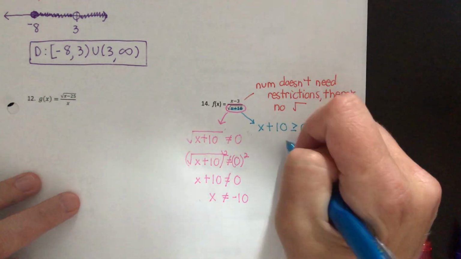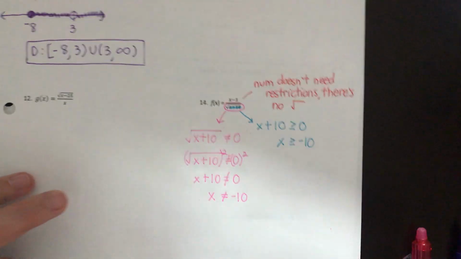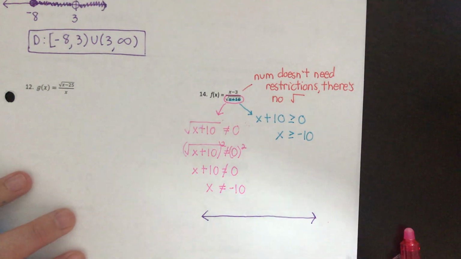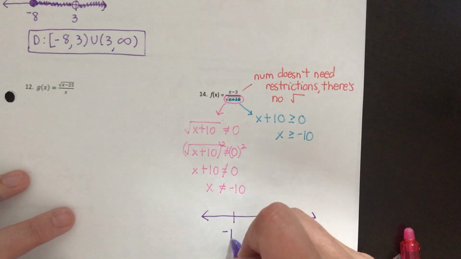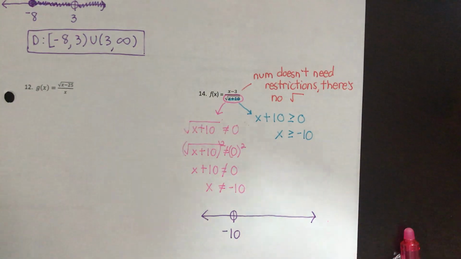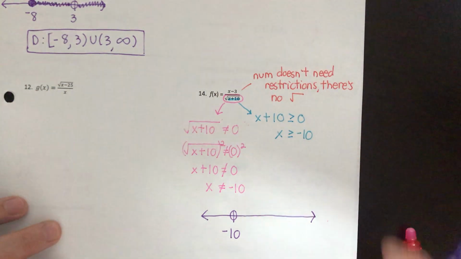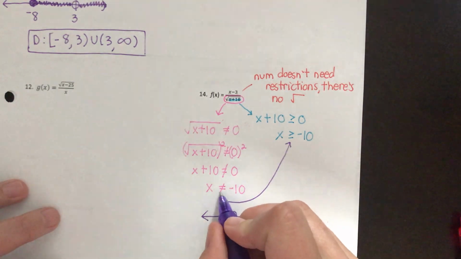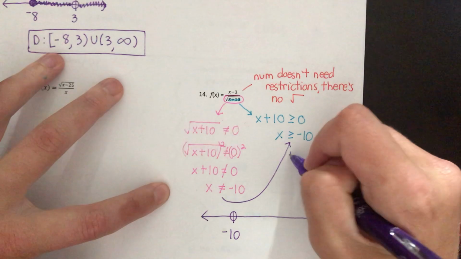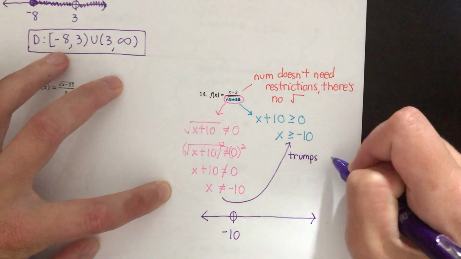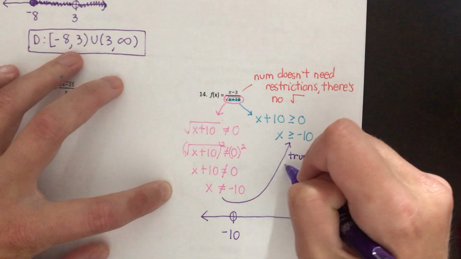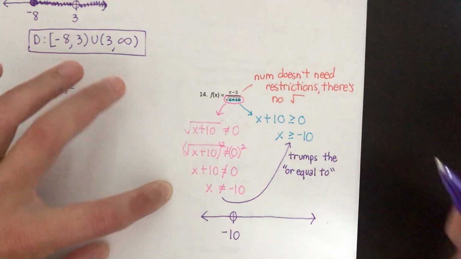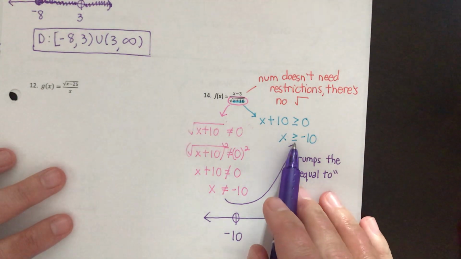Now this one would be x is greater than or equal to negative 10. So let's draw our number line. On the number line, the only value we have is negative 10. That's interesting. Here this says x is greater than or equal to negative 10, but this says x cannot equal negative 10. So this x cannot equal negative 10 trumps the or equal to. Meaning we cannot equal negative 10.